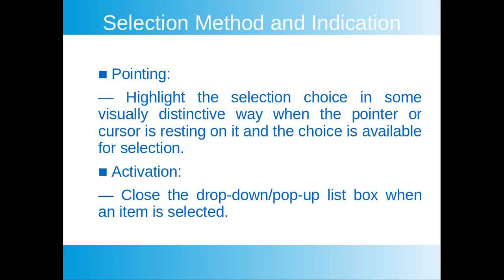Pointing. Highlight the selection choice in some visually distinctive way when the pointer or cursor is resting on it and the choice is available for selection. Activation. Close the drop-down or pop-up list box when an item is selected.